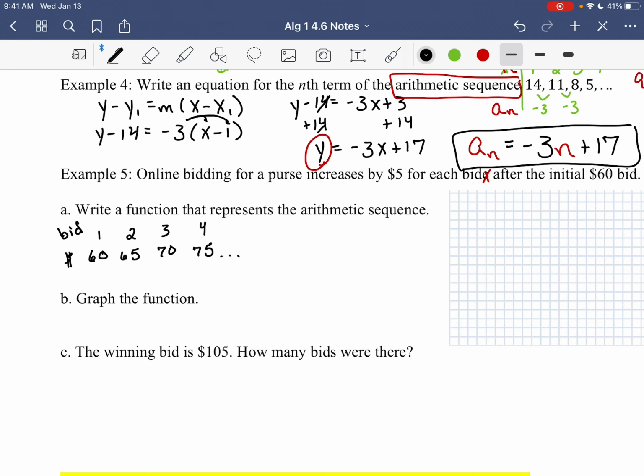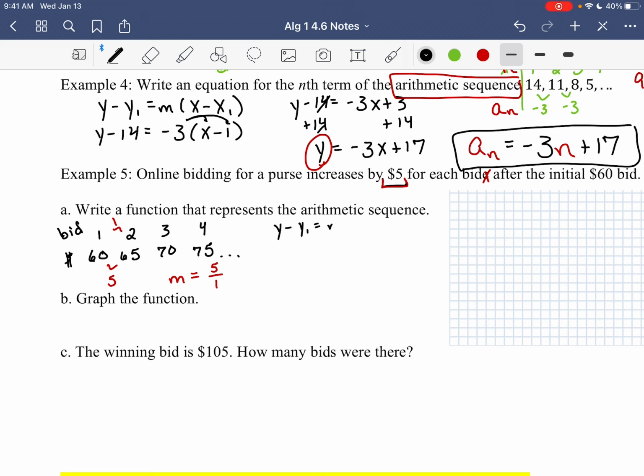So here we have an arithmetic sequence where my common difference is 5. It goes up by 5 each time, and this goes up by 1 each time. So that would be my slope. My slope is my rise of 5 over my run of 1, so my slope is 5. Now, write a function that represents the arithmetic sequence.